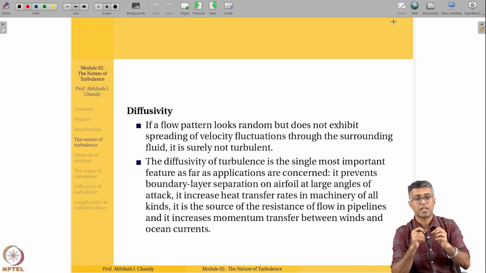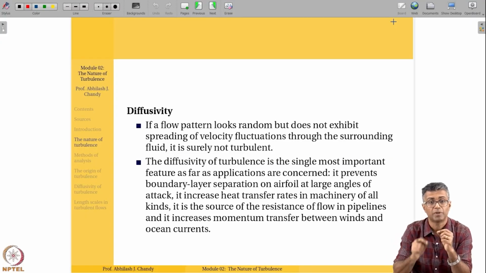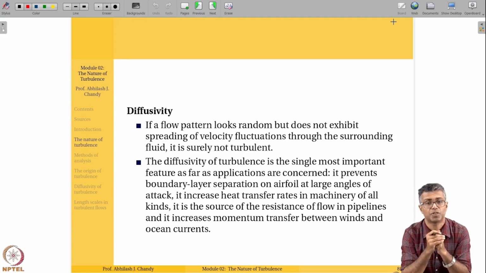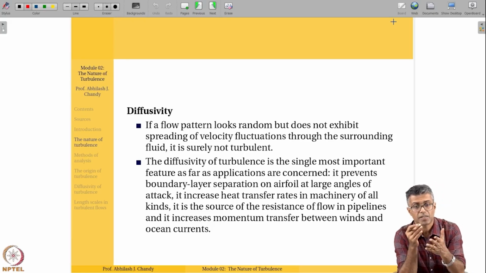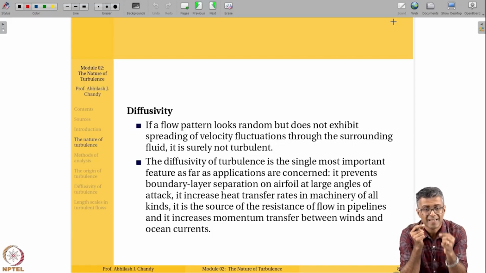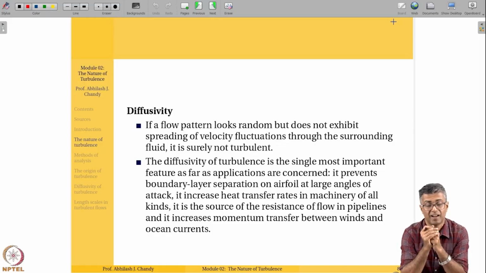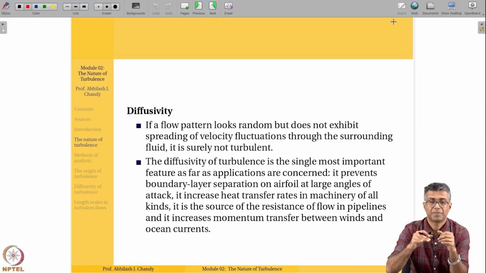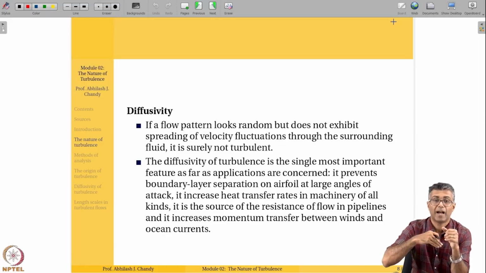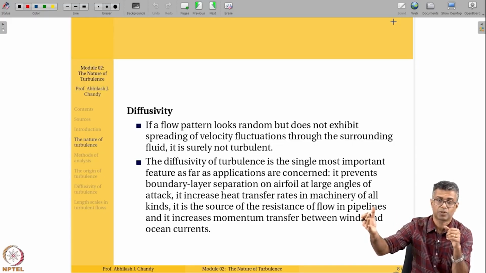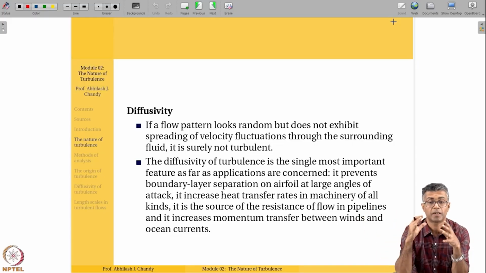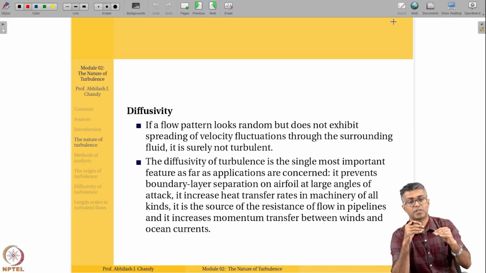So this is what I'm saying. If a flow pattern looks random but does not exhibit the spreading of fluctuations, then it is surely not turbulent. Okay, some examples where it's the single most important feature as far as turbulent flows are concerned, right? It prevents boundary layer separation on airfoil at large angles of attack, although it's not like you can have the angles of attack really large, not too large, okay? But still, it prevents boundary layer separation at relatively large angles of attack.